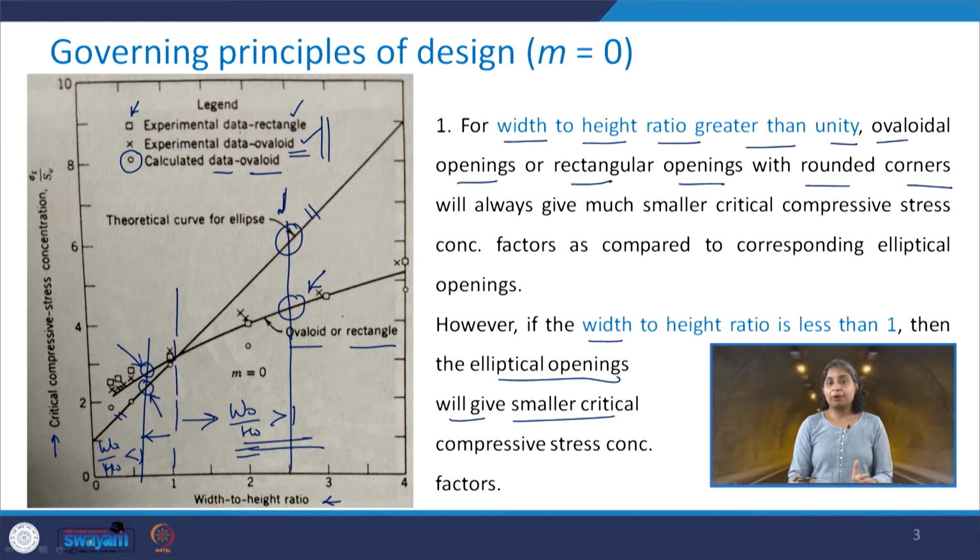So, depending upon width to height ratio, you can decide which type or which shape of the opening is going to give you less value of the critical compressive stress concentration, and accordingly you can pick the appropriate shape of the opening. So, this is the first governing principle of design for the uniaxial state of stress.